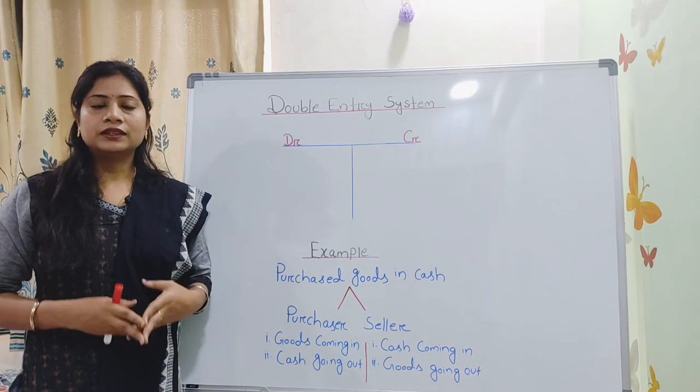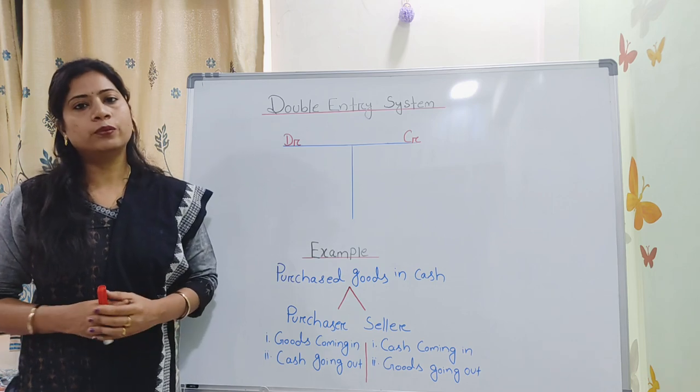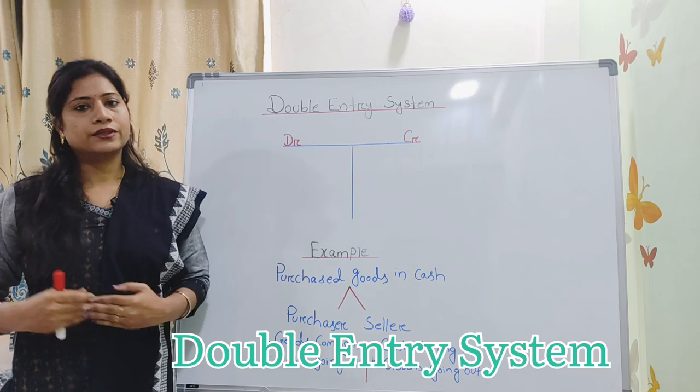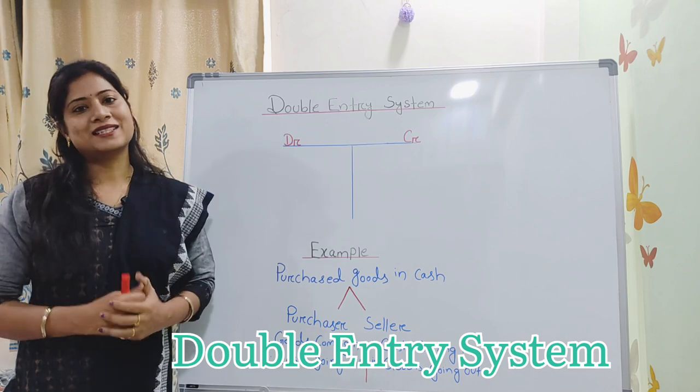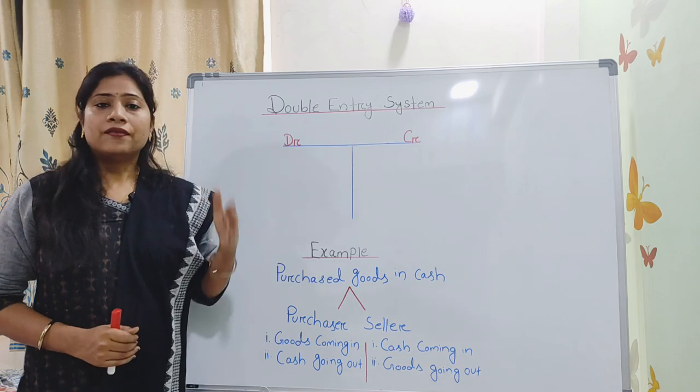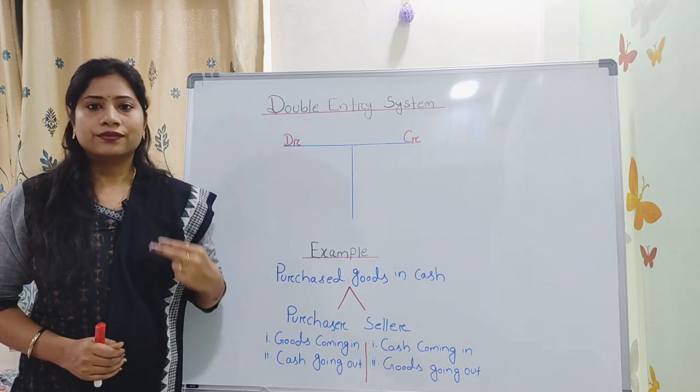Last class we learned the difference between accounting and bookkeeping. Today in this class we will learn what is double entry system. So let's get started. See, double entry system means every transaction has two effects.